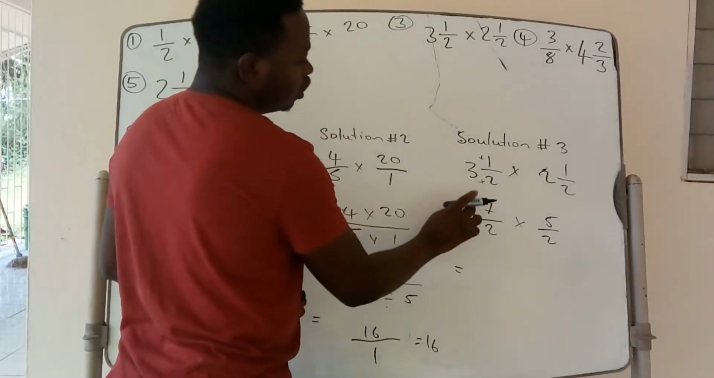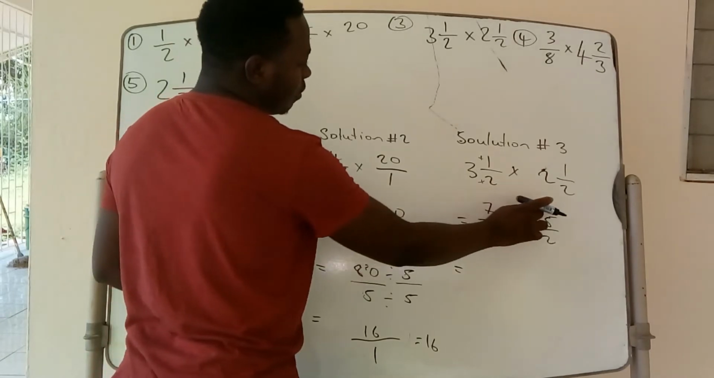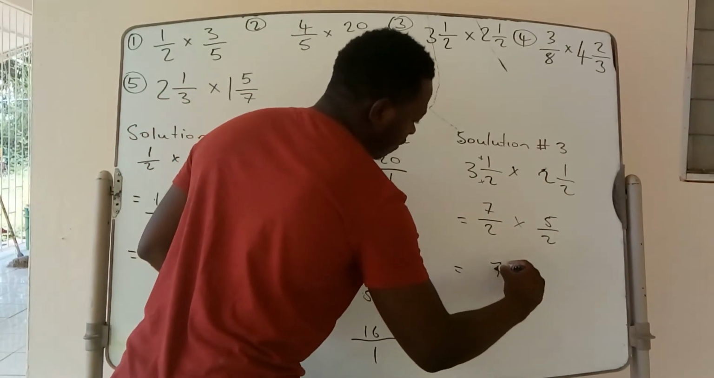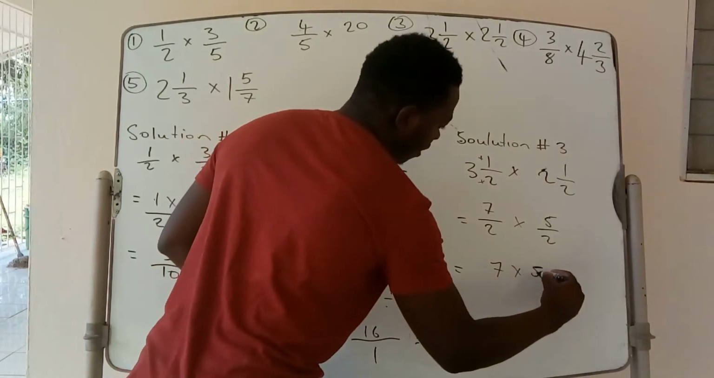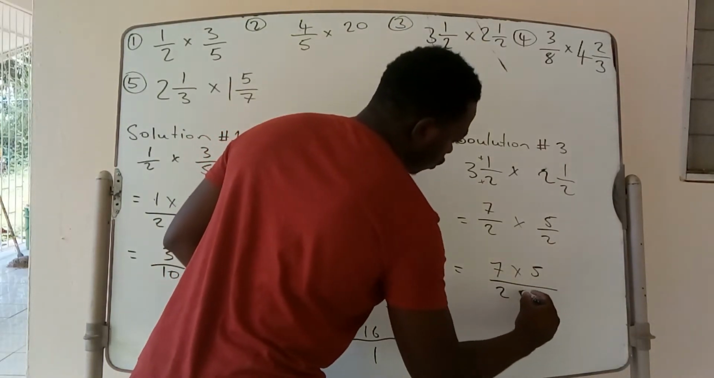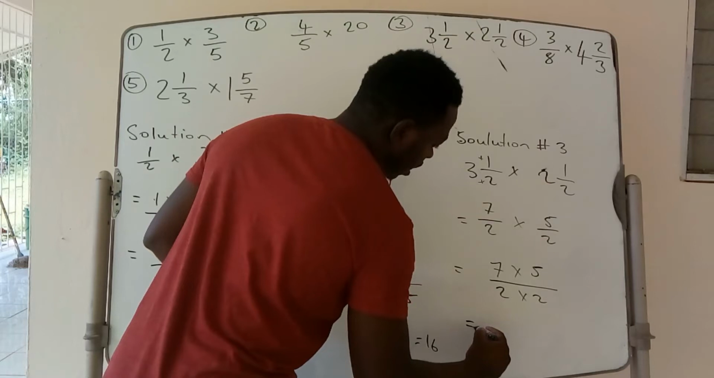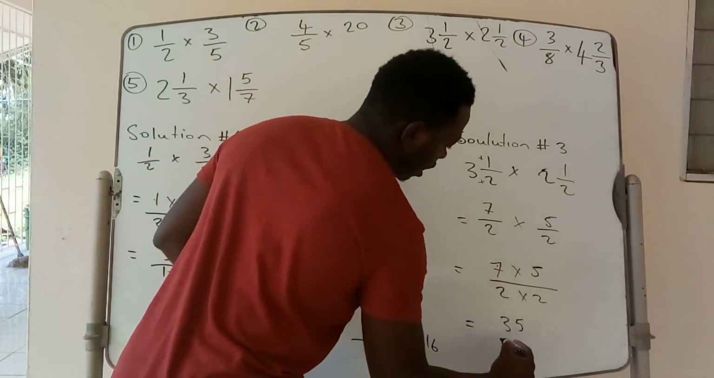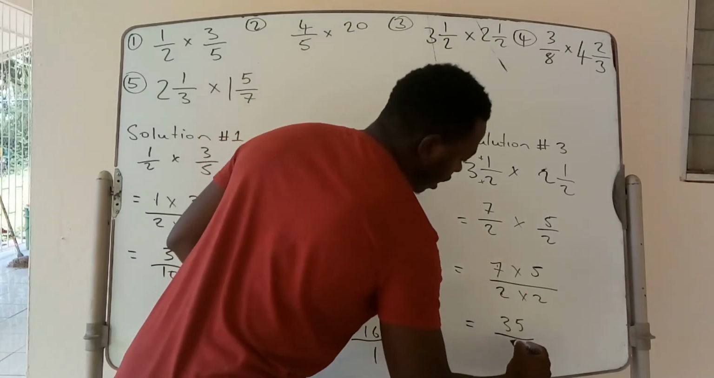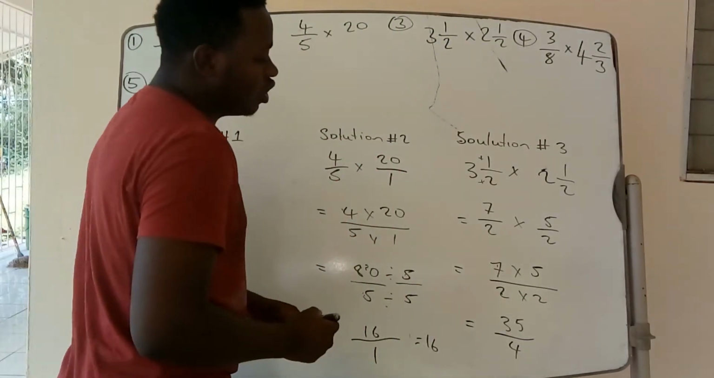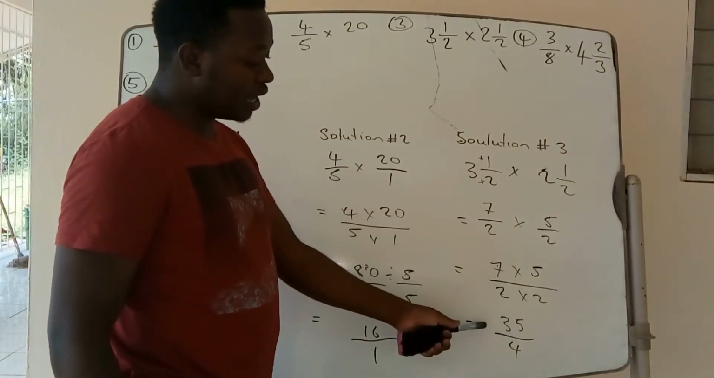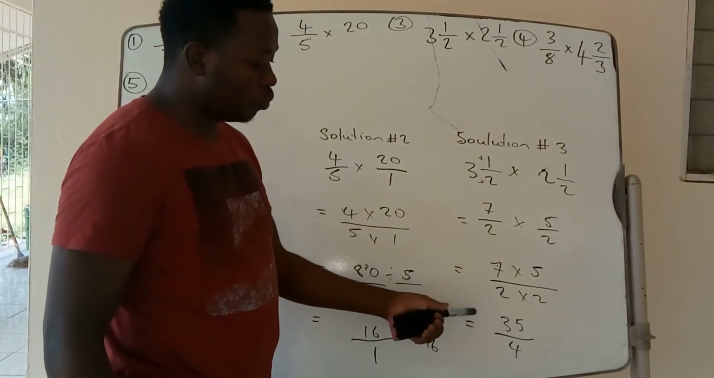Now, what you're going to do is to multiply numerator by numerator and denominator by denominator. So it's going to be 7 times 5 all over 2 times 2, which is equal to 7 5s, that's 35, over 2 times 2, that's 4. Can your answer be reduced? You can write your answer as a mixed number.